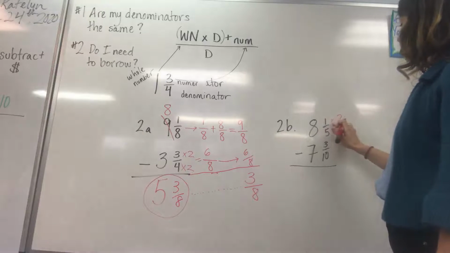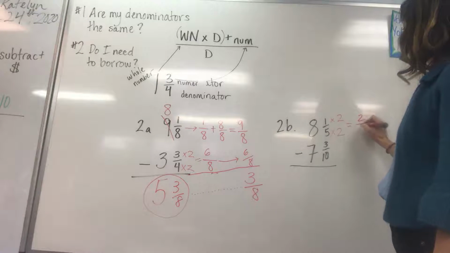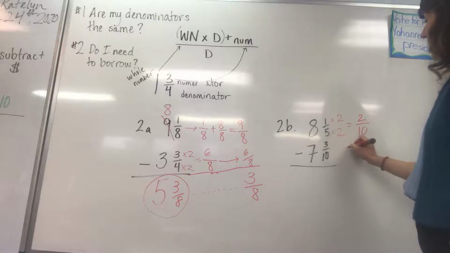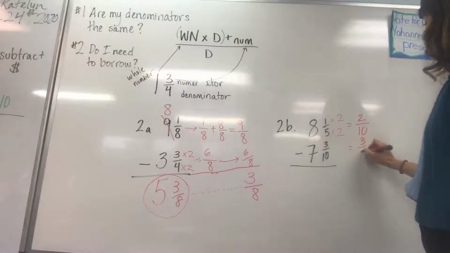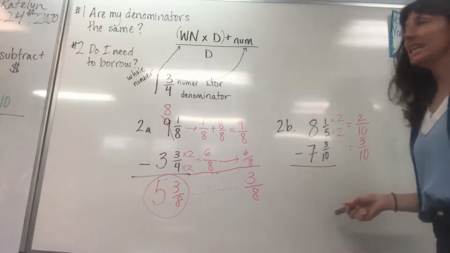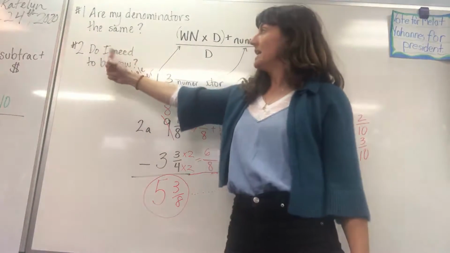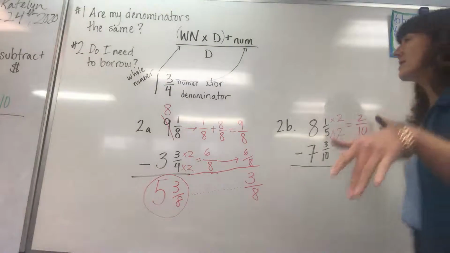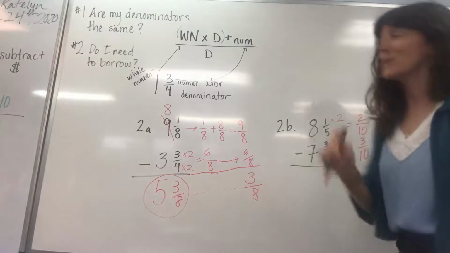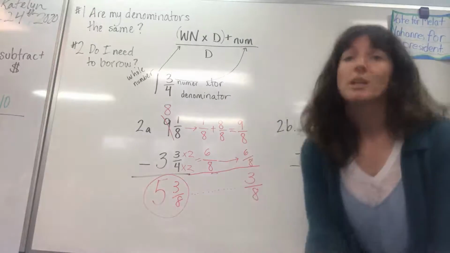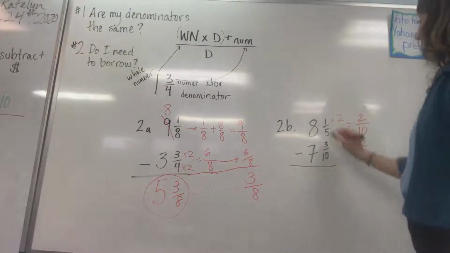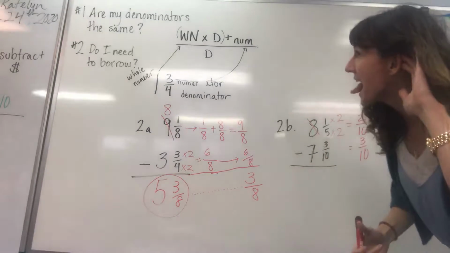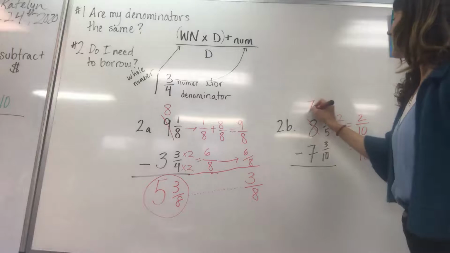Here we go. 1 times 2 equals 2. And 5 times 2 equals 10. And I bring this one over here like so. And now I see, do I need to borrow? 2 minus 3 can't be done because the top number is smaller than the bottom one. So I borrow from the 8 and turn it into an improper fraction. All right, so I borrow from the 8. That 8 becomes 1 less. 1 less than 8 is 7.